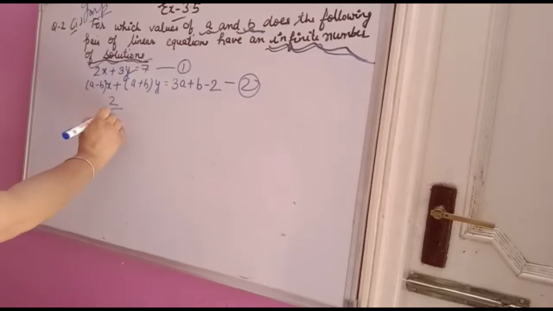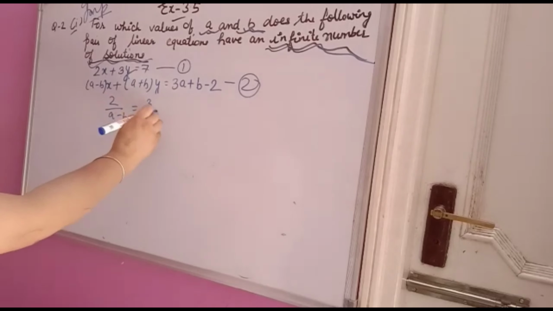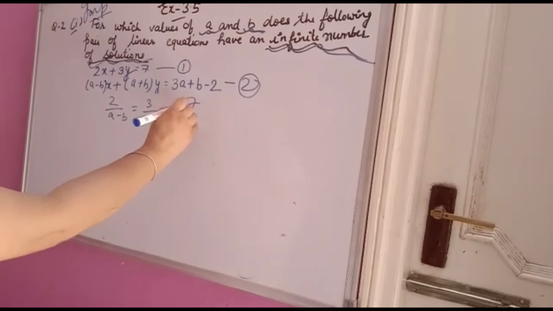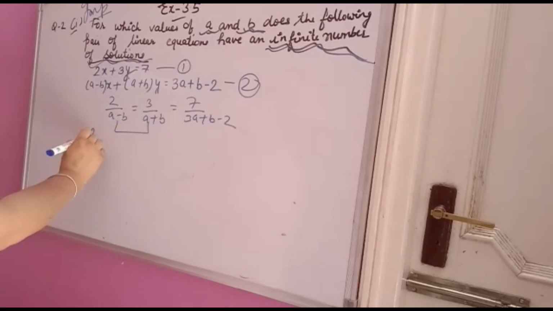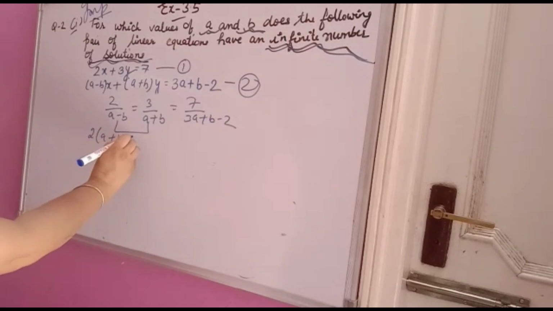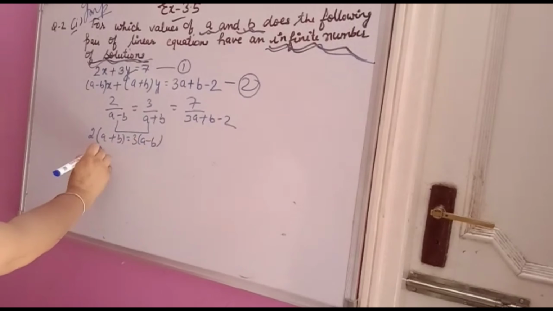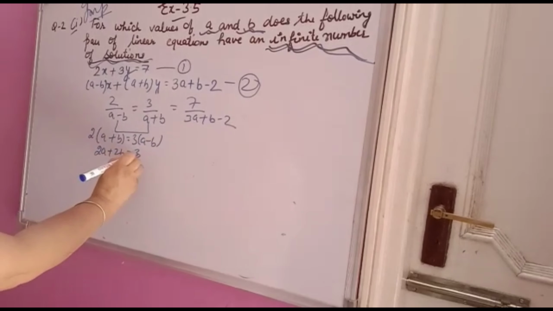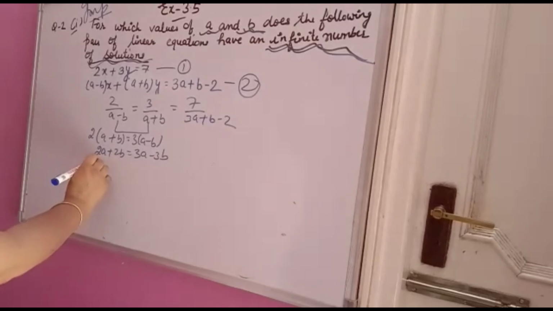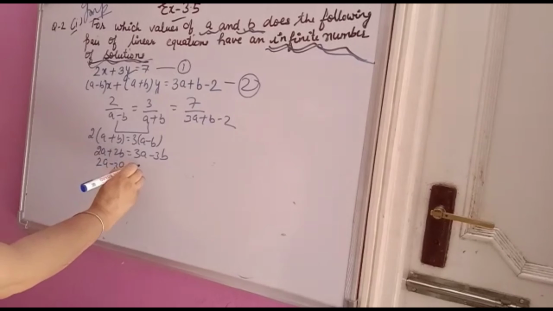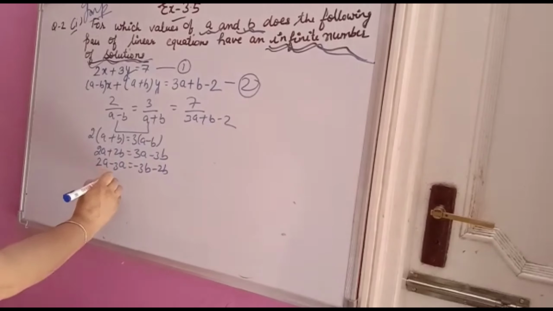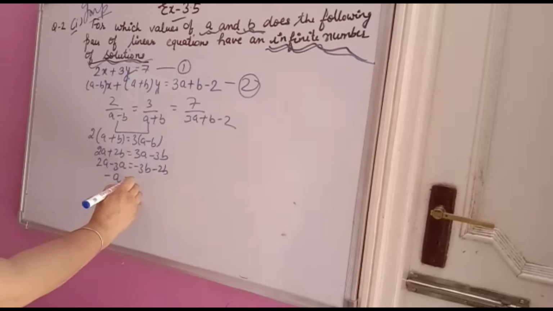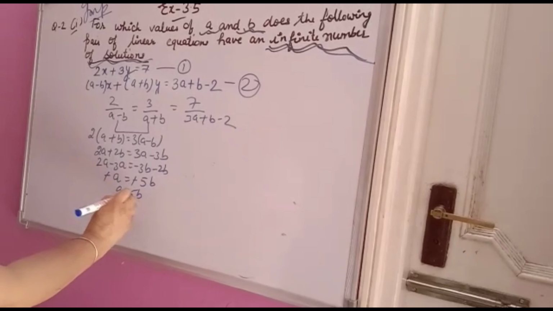If an infinite number of solutions are there, their ratios will be equal. Now firstly you will do the first two equations. You will get 2a plus b is equal to 3a minus b. You will solve it: 2a plus 2b is equal to 3a minus 3b. You will take a this side, b this side. Sign will change. 2a minus 3a is minus a, and minus 3b minus 2b is minus 5b. Minus minus cancel, so a came 5b.